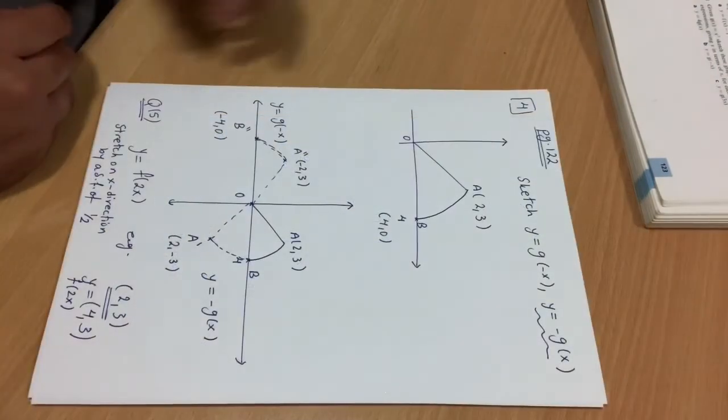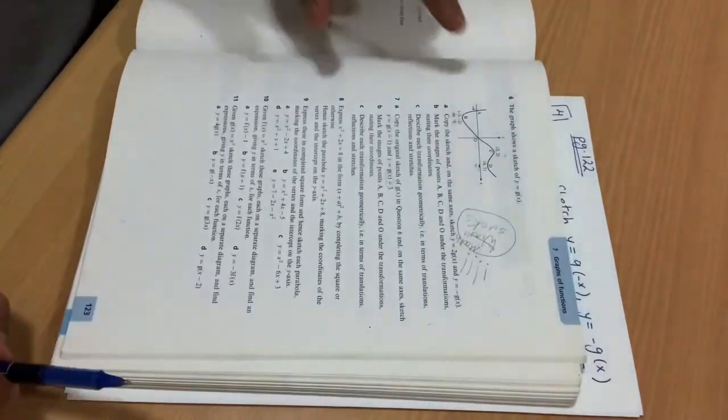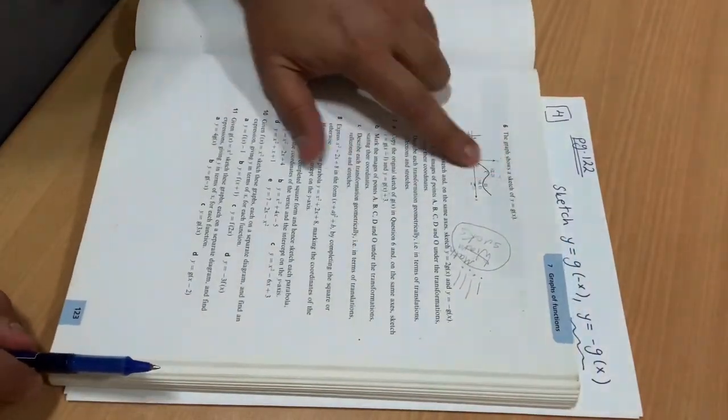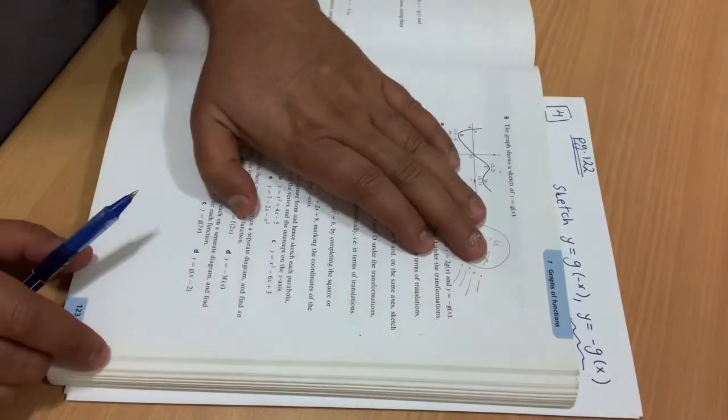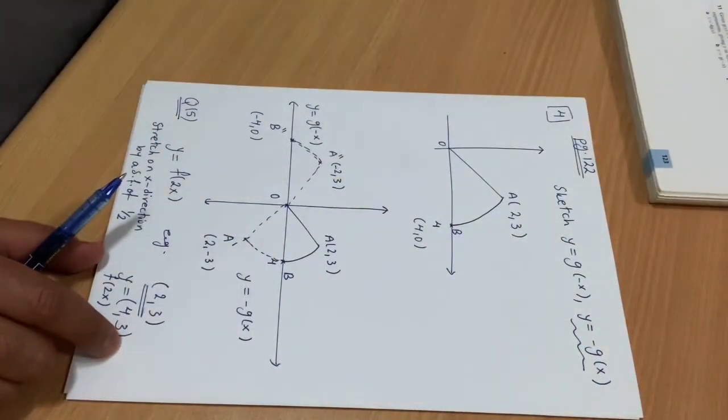One more thing, guys, you have to try to do question number 6 as well. See, question number 6. The graph shows the sketch of y equals g of f of x. So you're going to do this question by yourself.